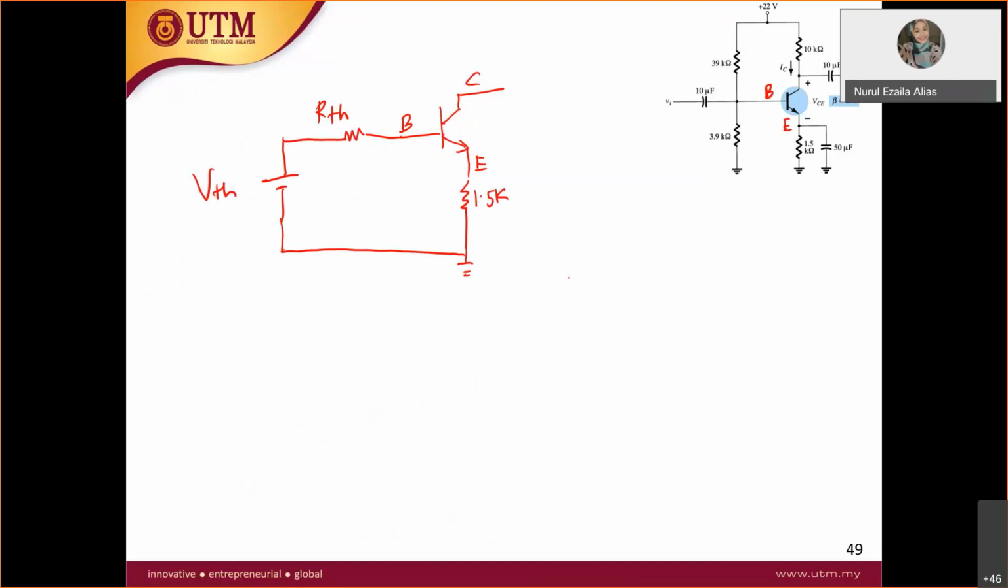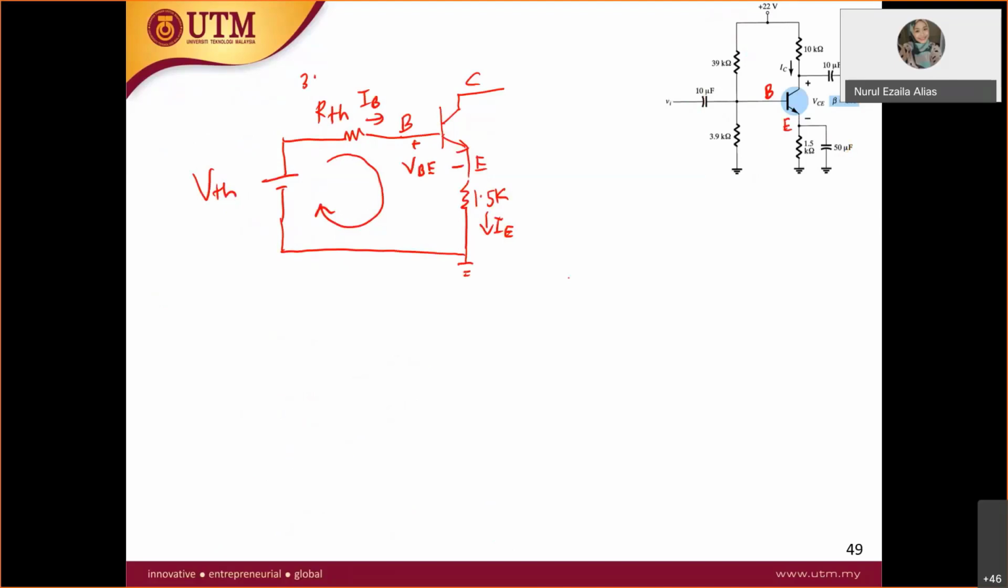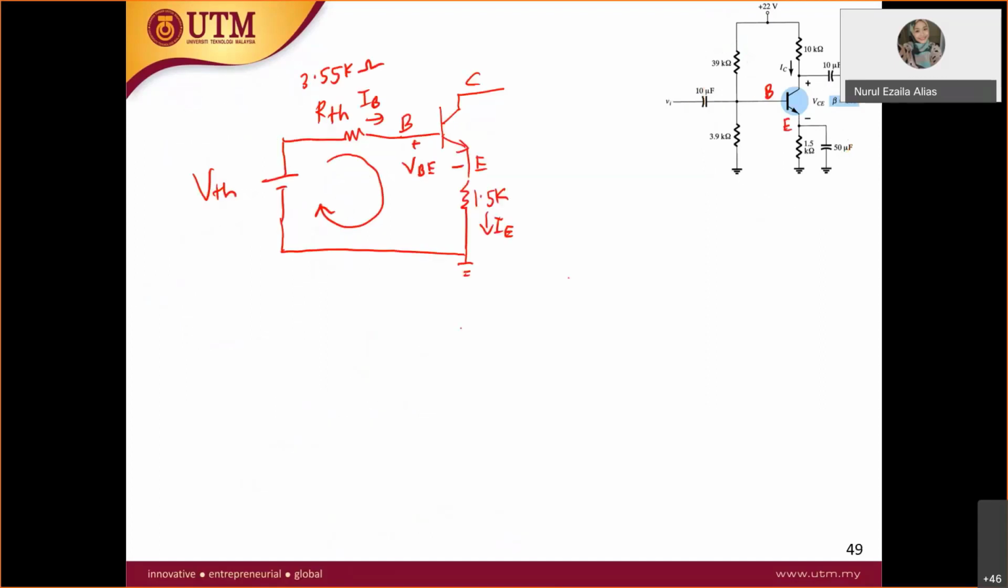Don't forget you have IB here and IE here. Put all the notations so that in your KVL you won't forget everything. So R Thevenin is 3.55K ohm and V Thevenin is 2 volt. Now, KVL at the input loop.